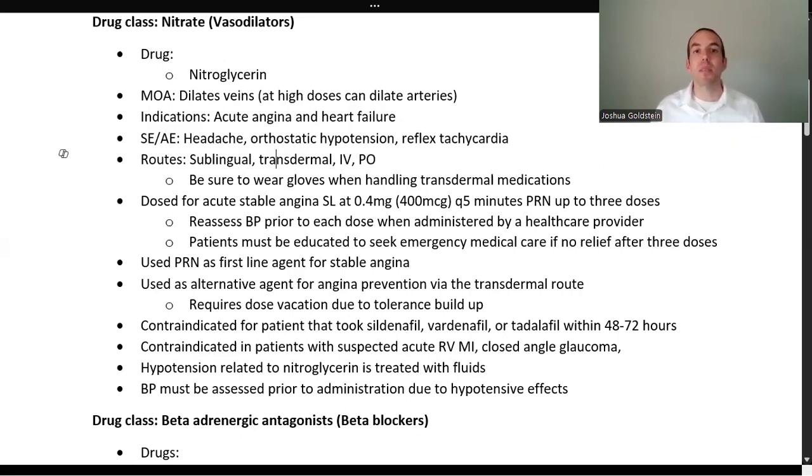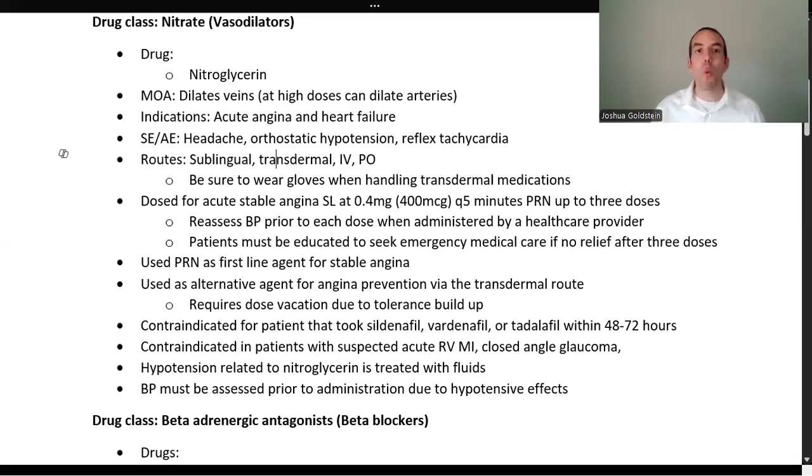Next, this medication, the nitroglycerin, is used PRN as the first-line agent for stable angina. Stable angina, again, is that classic, I know every time I walk 50 yards, I get out of breath, I need to sit down and take a nitro. That's stable angina. This is the first-line medication for it.